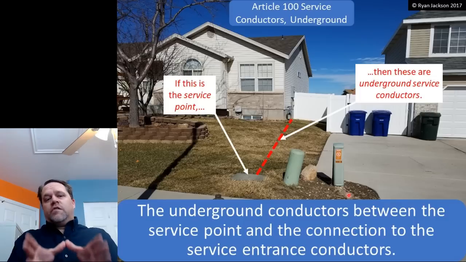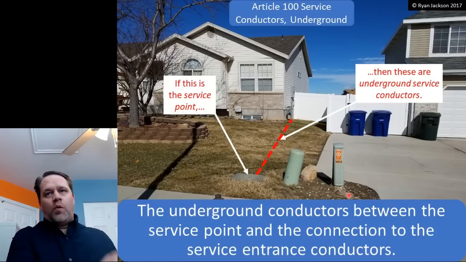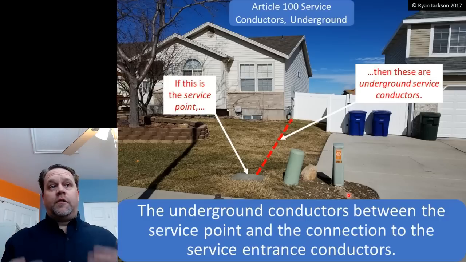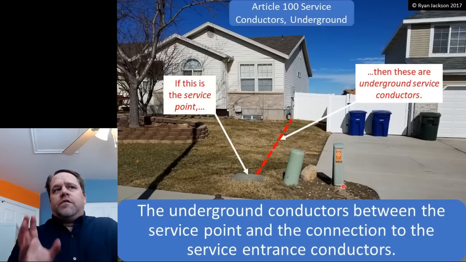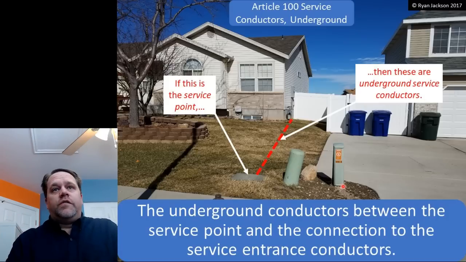The code covers service conductors. Service conductors start at the service point and they end at the service equipment, which is the service disconnect, the shutoff, right? The first place you can kill the power. So the service point, it's important to understand where that is because that tells you where the code starts.